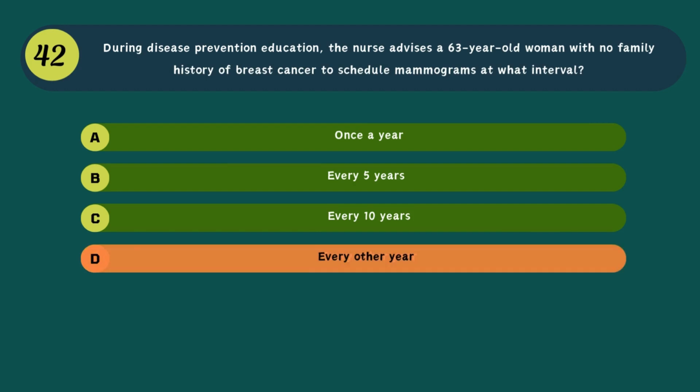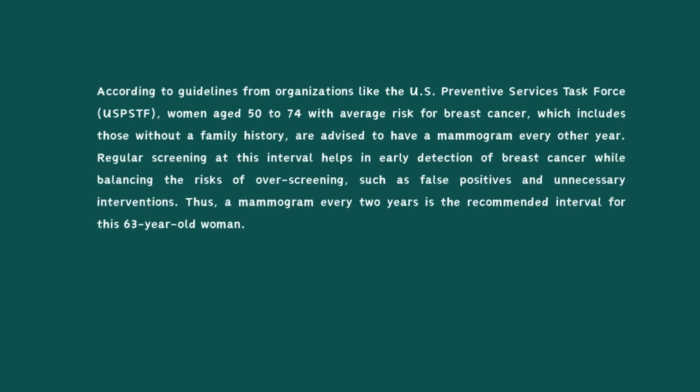Correct answer. D. Every other year. According to guidelines from organizations like the U.S. Preventive Services Task Force, women aged 50 to 74 with average risk for breast cancer, which includes those without a family history, are advised to have a mammogram every other year. Regular screening at this interval helps in early detection of breast cancer while balancing the risks of overscreening, such as false positives and unnecessary interventions. Thus, a mammogram every 2 years is the recommended interval for this 63-year-old woman.